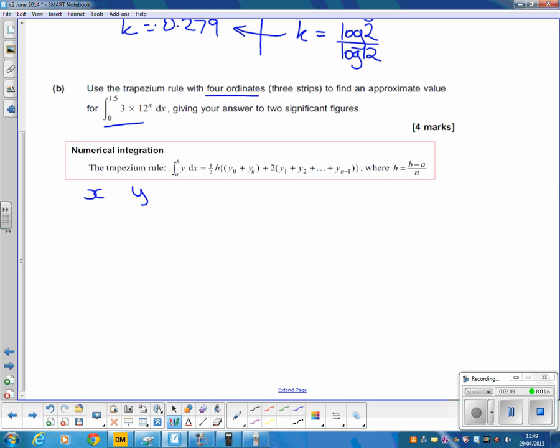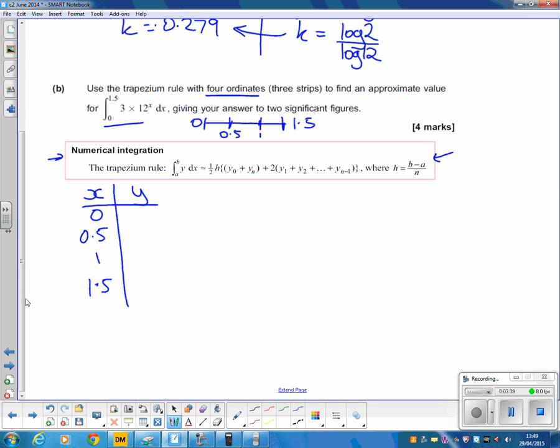Right, trapezium rule, 4 ordinates tells us how many x values we're going to have. So we're going to do a table from our calculator where we want to go from 0 to 1.5 using 4 x values. If we split this up, we're going to have 0, 0.5, 1, 1.5. The trapezium rule is in your formula book under numerical integration. It's written out here, but a lot of people like to just remember it.